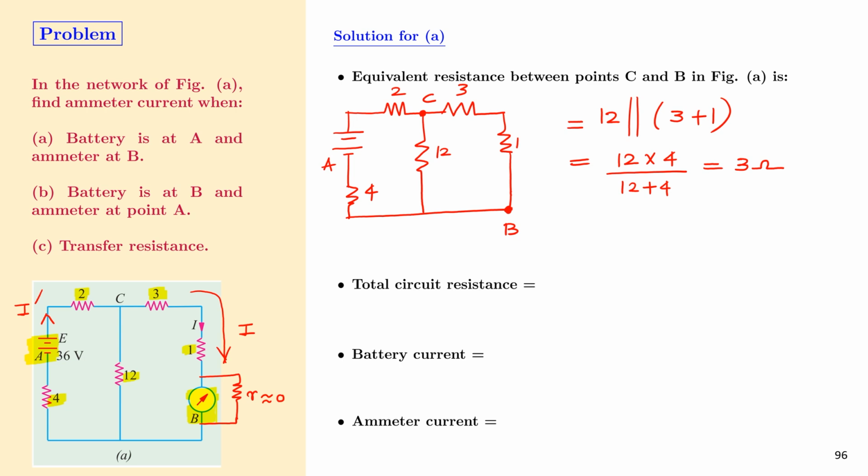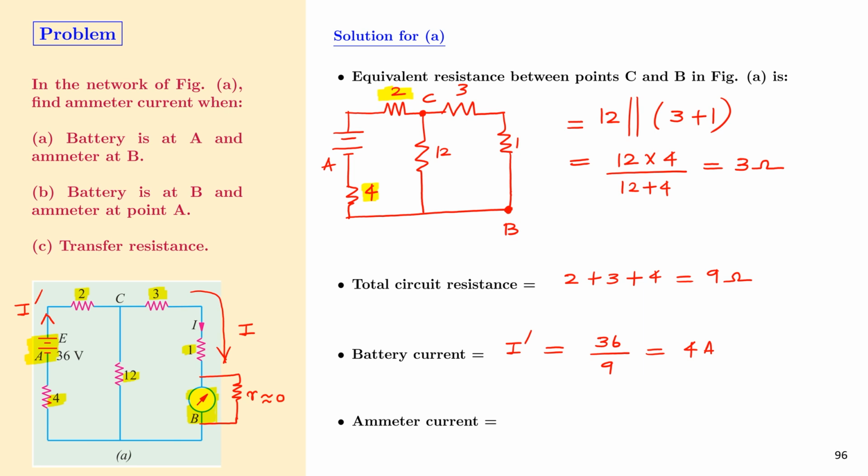Now this 3 ohm resistor is in a series combination with the 2 ohm and 4 ohm resistors. Therefore, the total resistance in the circuit is 2 plus 3 plus 4, that is equal to 9 ohm. Therefore, the battery current, that is I dash, is equal to the total voltage, that is 36, divided by the total resistance, that is 9, which is equal to 4 amperes.